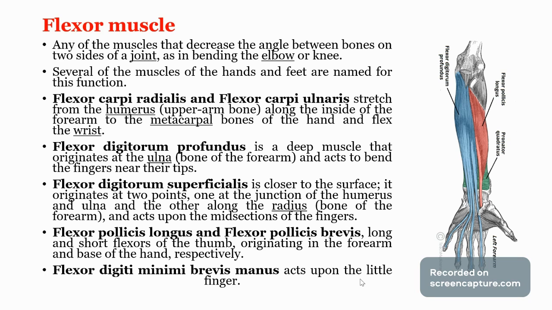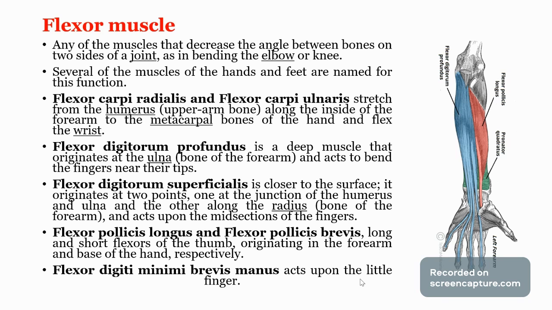There are some types of muscles which help in either contracting the arm or extending the arm. Those muscles which reduce the angle between two bones, which help in bending the arm, are flexor muscles. There are various muscles under this group, like flexor carpi radialis, flexor carpi ulnaris, flexor digitorum profundus, flexor digitorum superficialis, flexor pollicis longus, flexor pollicis brevis, and flexor digiti minimi brevis manus.